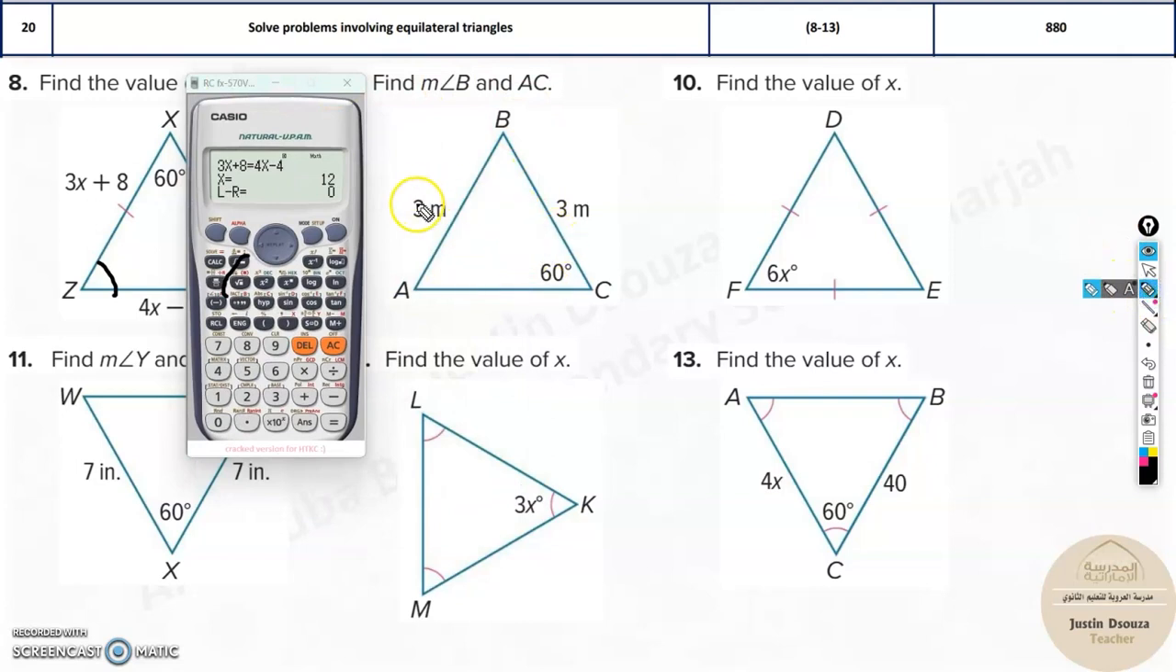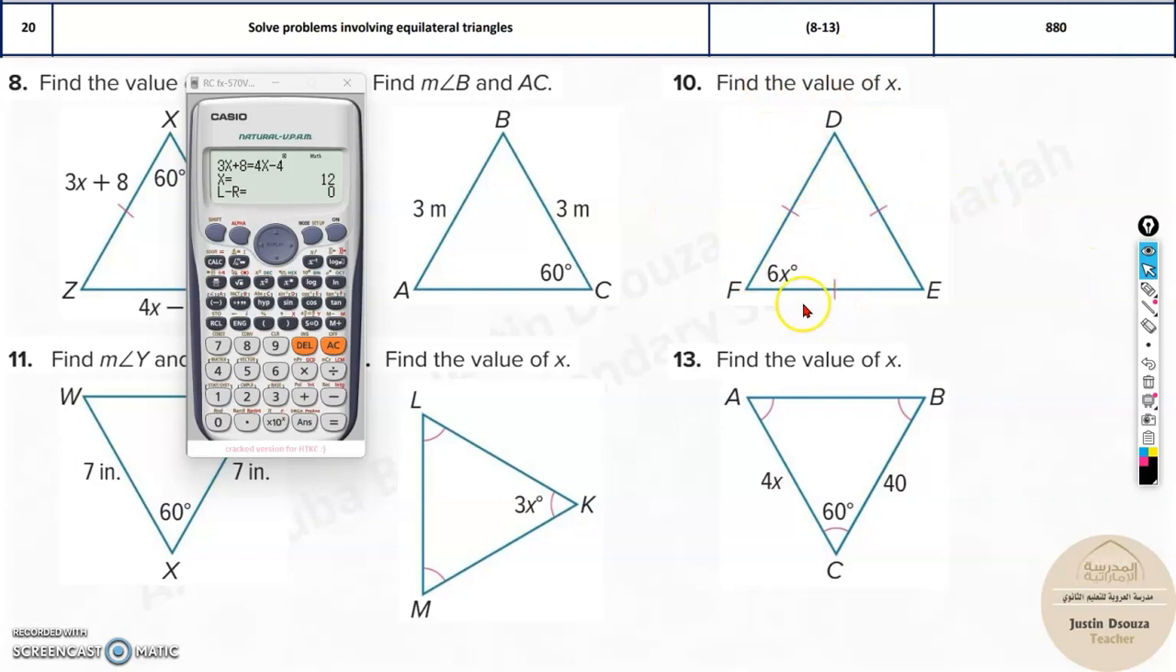Here, since the two sides are equal, these two angles over here, the base angles, will be equal. And the remaining angle must be 60 degrees. So there's no doubt, equilateral, all the angles are equal. And what about the side AC? Since all the angles are equal, the sides will also be equal. So that is 3.